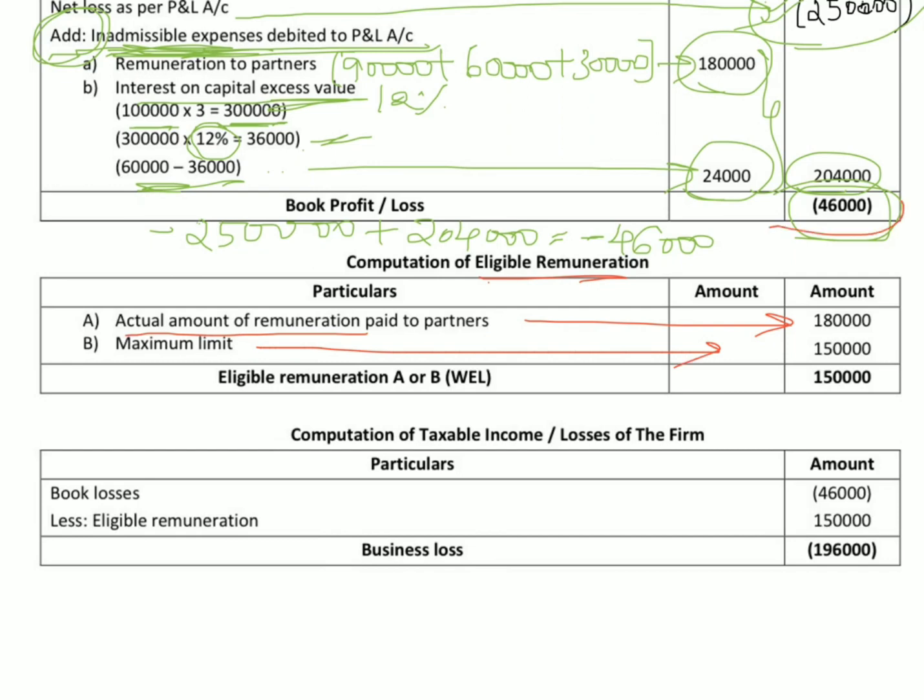Whenever you have negative book profit, that is a book loss, the maximum limit will always be 1,50,000. This is the standard value. So eligible remuneration will be the least of the actual amount of remuneration or the maximum limit. 1,80,000 or 1,50,000, which is less? 1,50,000, right? So 1,50,000 will be your eligible remuneration.